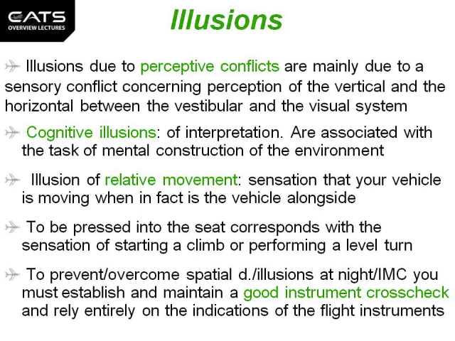Illusions due to perceptive conflicts are mainly due to a sensory conflict concerning perception of the vertical and the horizontal between the vestibular and the visual system. Cognitive illusions are of interpretation and are associated with the task of mental construction of the environment. The illusion of relative movement is the sensation that your vehicle is moving when in fact it is the vehicle alongside. Being pressed into the seat corresponds with the sensation of starting a climb or performing a level turn.